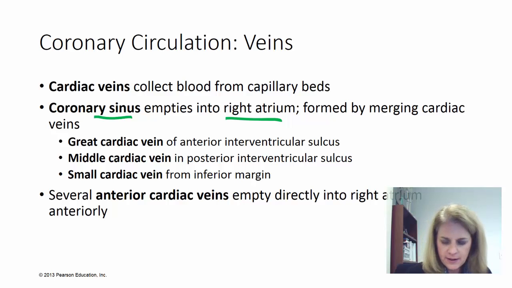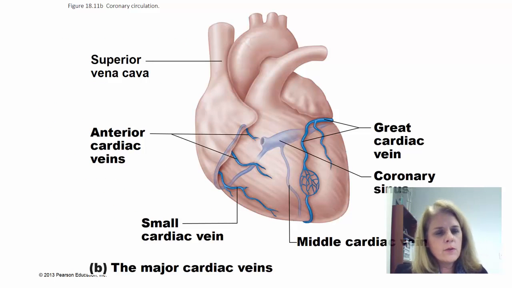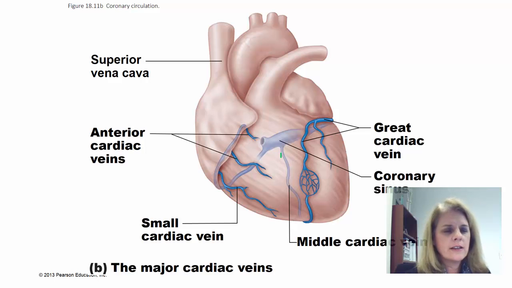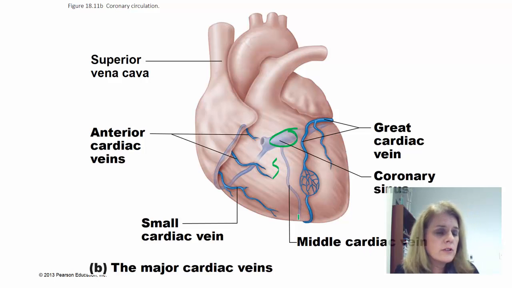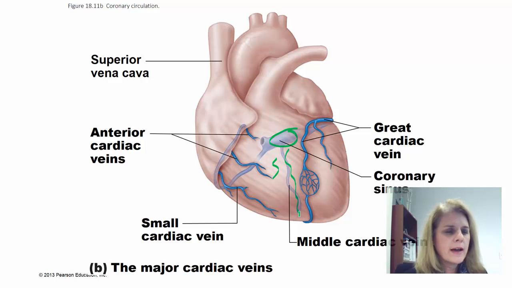All right, so flipping forward, the coronary sinus is on the back side of the heart. So again, imagine this is a see-through heart. So you have the coronary sinus. So the middle cardiac vein, it runs alongside that posterior interventricular artery. So it's on the back side.